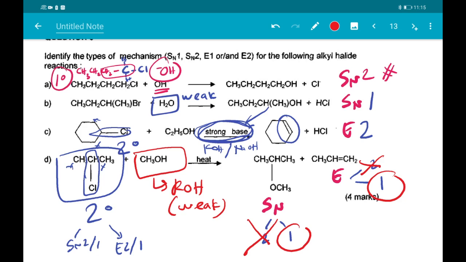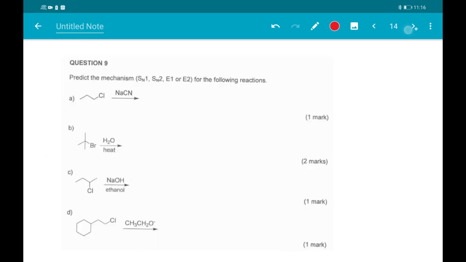So there you have it. A is SN2, B is SN1, C is E2, while D is both SN1 and E1. Let's take a look at the next question that I discussed earlier. This is question 9. Predict the mechanism: SN1, SN2, E1 or E2. So let's apply the knowledge that we have learned before.